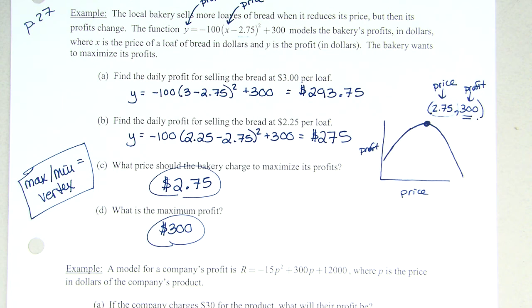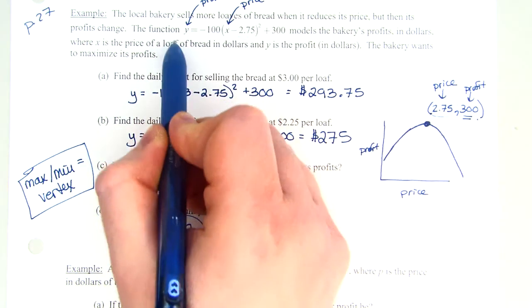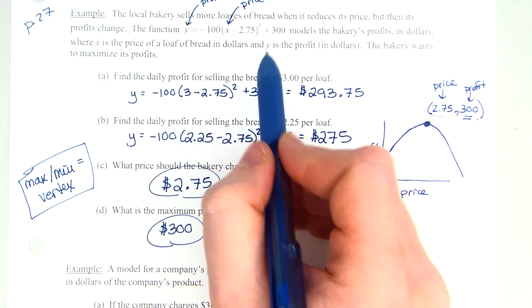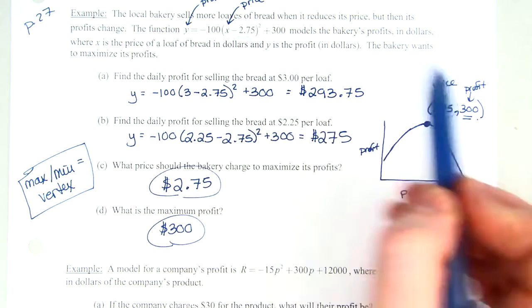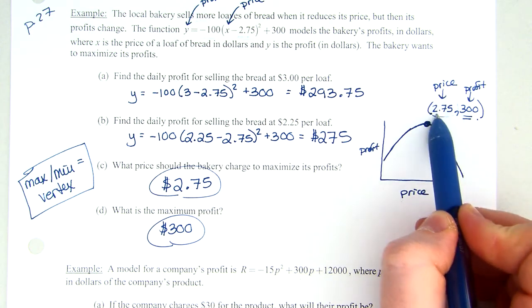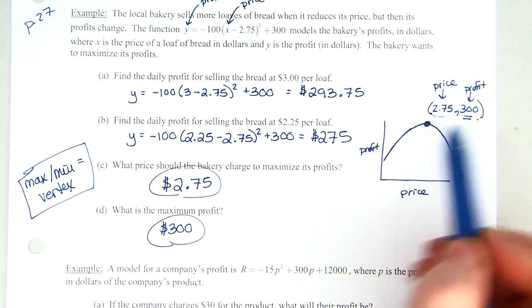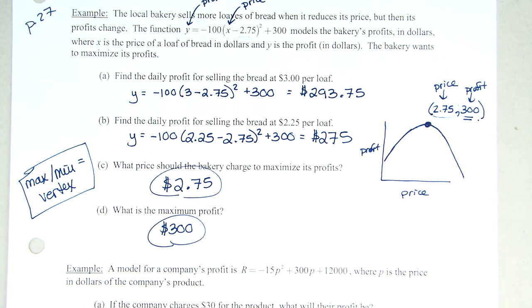Anytime you are asked to find a maximum or a minimum, that means find the vertex. So I'm going to stop everything, and I'm going to get the vertex. This original parabola was written in vertex form, so I could just read off the vertex, x-coordinate, y-coordinate. I labeled what each coordinate was. This is my price, and this is my profit. And then I just picked out which coordinate I wanted to answer which question.